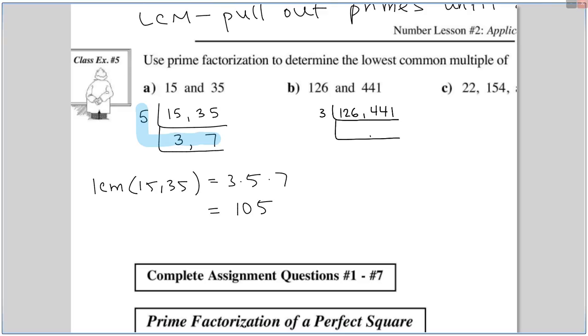The numbers are 42 and 147. Try 3 again. 42 works. Does 147 divide by 3? It does? So 3 works again. The numbers are 14 and 49. Yeah, 7 pops out at you because 14 would become 2, 49 would become 7.